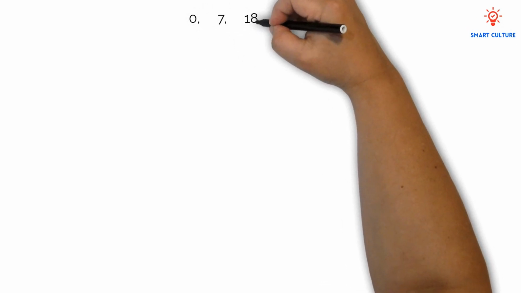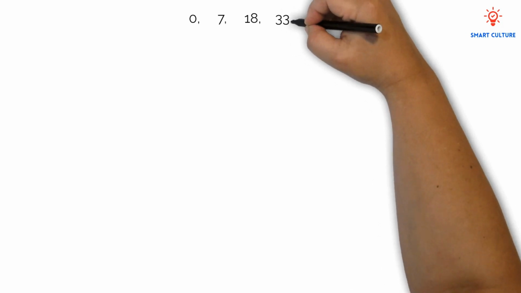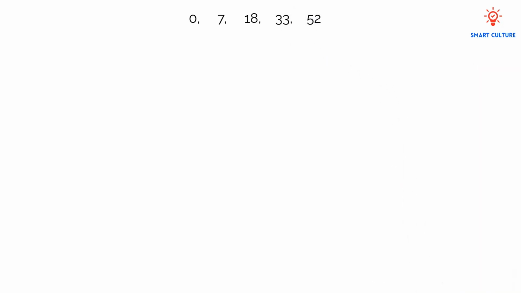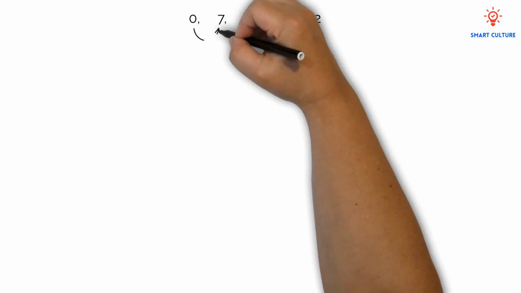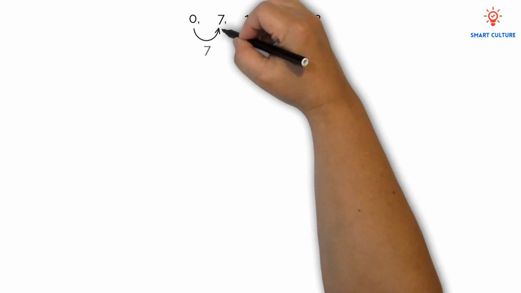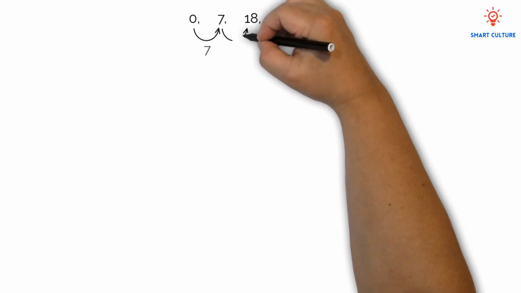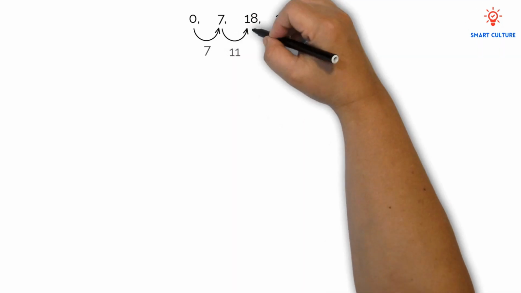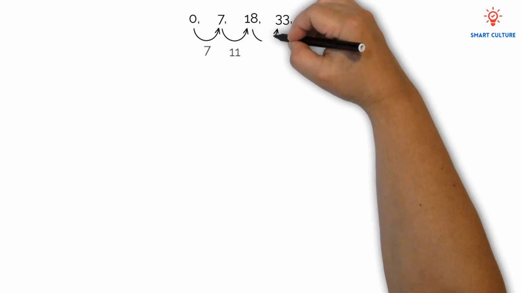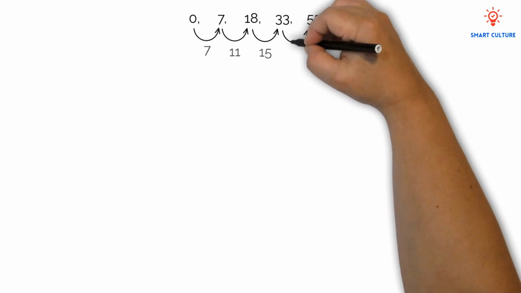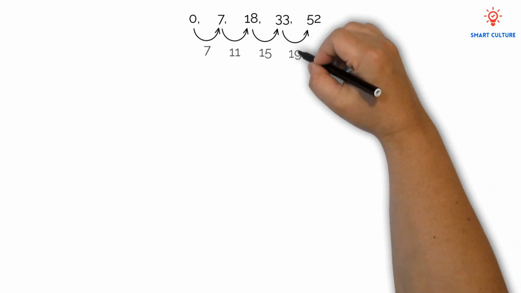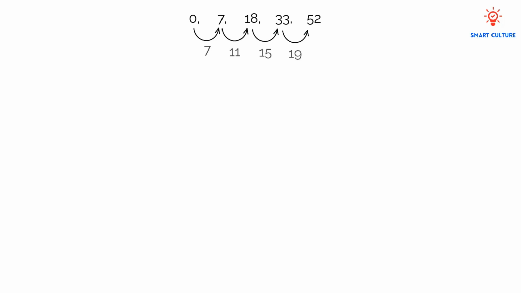0, 7, 18, 33, and 52. So what we'll do first is we'll take a look at the first difference. The difference between 0 and 7 is equal to 7. The difference between 7 and 18 is equal to 11. The difference between 18 and 33 is equal to 15. And the difference between 33 and 52 is equal to 19. So now we have 7, 11, 15, and 19.